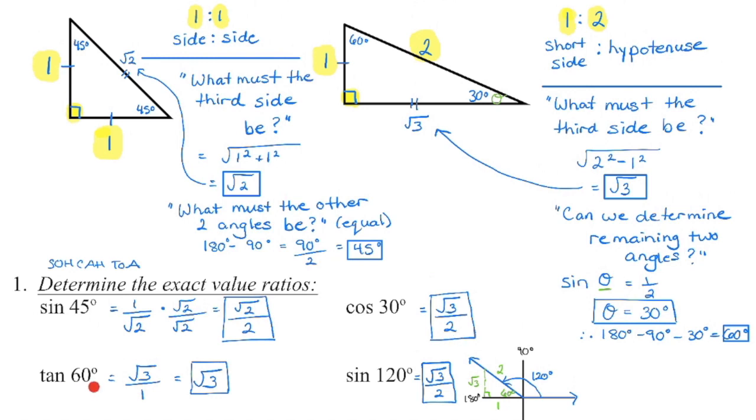Tan of 60, again, 60 degrees, you clue in, that's your special case triangle. Tangent relates the opposite side to the adjacent side. So from that 60 degrees, this is my opposite, this is my adjacent. Set up your ratio, and then we don't need to write the denominator of 1, so we get this one.